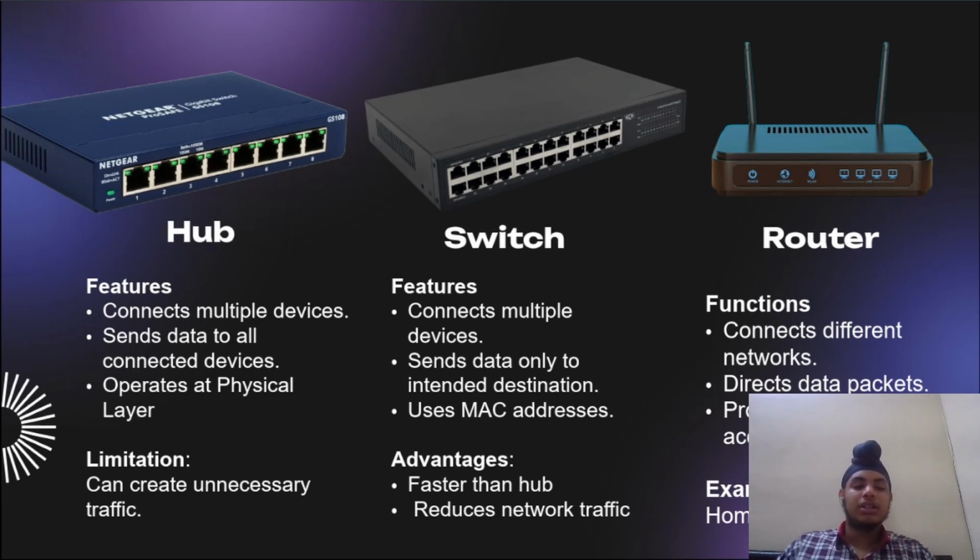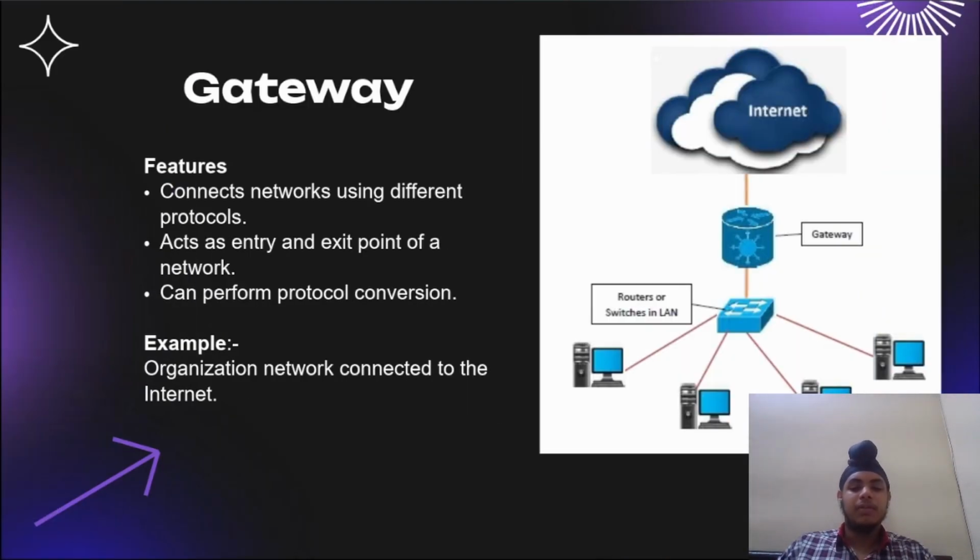Next comes the gateway. What is a gateway? So a gateway is a specialized translator used to connect completely different networks that operate on entirely different rules or protocols. It acts as a translator between two different types of networks which use different types of language, so they can easily talk to each other. Example, organization network connected to the internet.